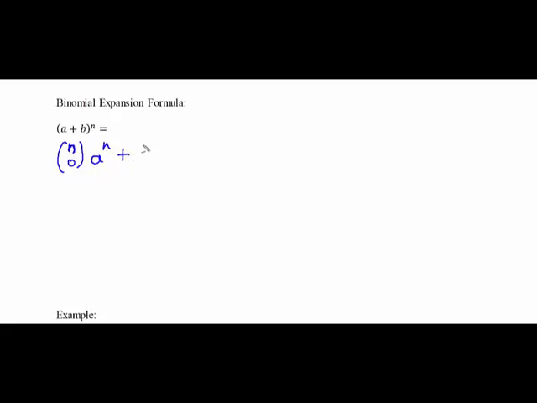And we're on to the second term. We're now going to have n, and we're going to have in the denominator a 1. My a is going to be dropped by a power of 1, and then my b shows up with the power of 1 here. And we're going to keep going. This is n over 2, and that means that my a is going to be n minus 2. And my b is going to be now the second power, and that's going to continue on and on.